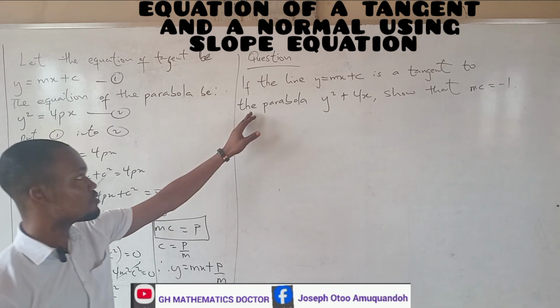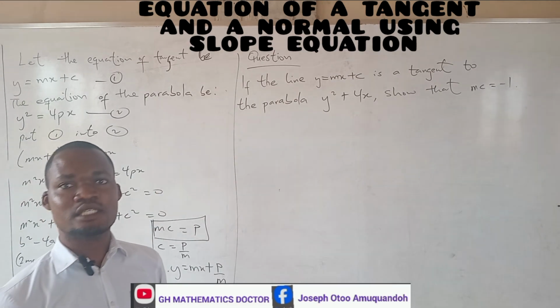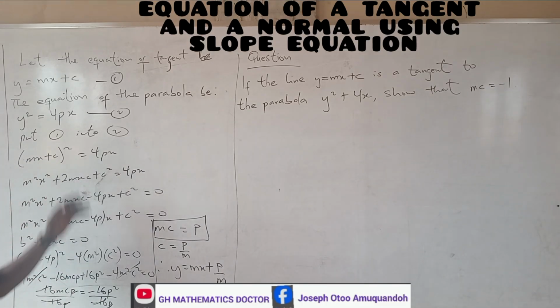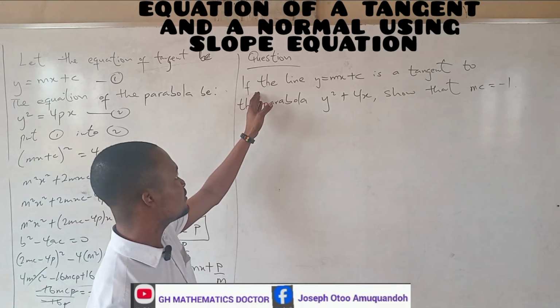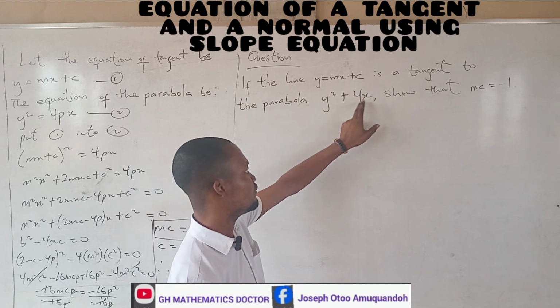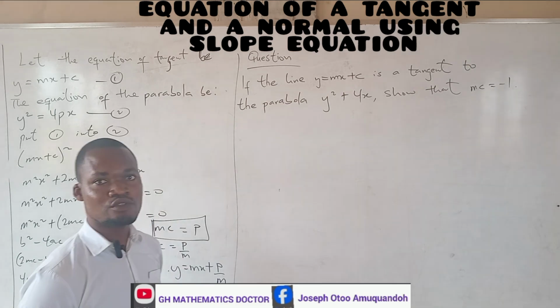All right, let's try this question. This question appeared in the 2017 WASSCE. It is related to this proof. The line y equals mx plus c is a tangent to the parabola y squared equals negative 4x. They are asking us to show that mc is equal to negative 1.